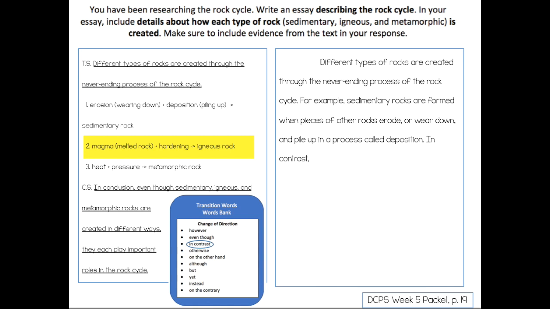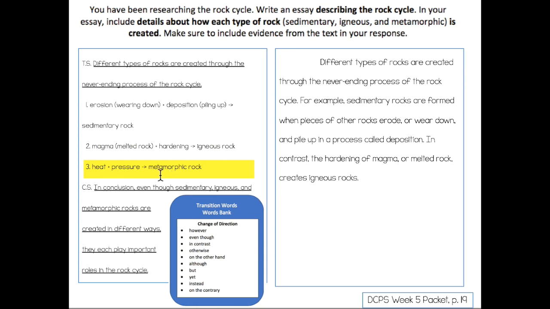Here's one way we can do that. The hardening of magma, or melted rock, creates igneous rocks. That covers all of the material I gathered from my text, and it is a complete sentence with my transition word. We are ready to roll on to detail 3.